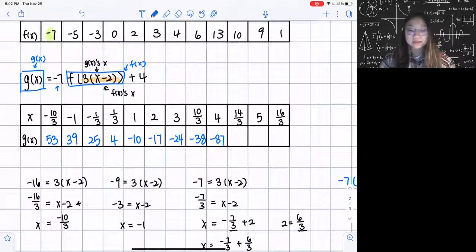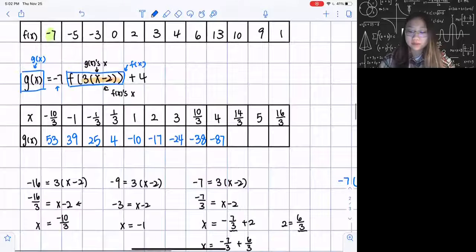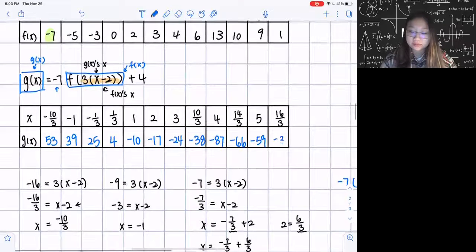And then next, 10 times -7 is -70. Wait, let me check. -70 plus 4, yeah, -66. Then 9 times -7 is -63. So I have -59. And lastly, 1 times -7 is -7. -7 plus 4 is -3. So now I've got all my y values. So I'm done with this problem.